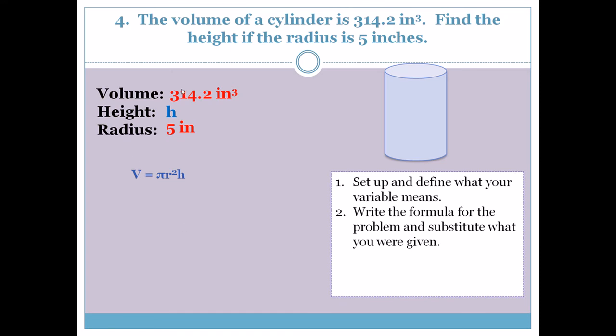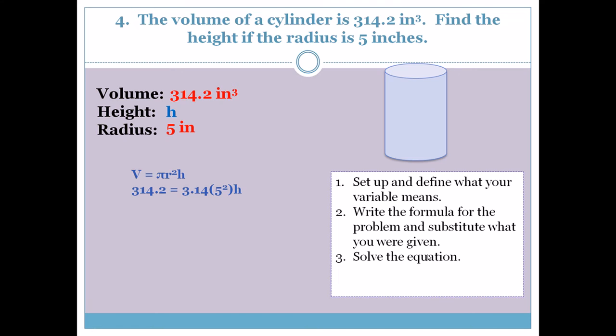It's important to know what's going to go for V: 314.2. Now, because this answer of volume is not in terms of pi, I am going to use 3.14 for pi. They gave me a radius, it's 5. So I'm going to have 314.2 equals 3.14, a rounded form for pi, times my radius, which is 5 squared.